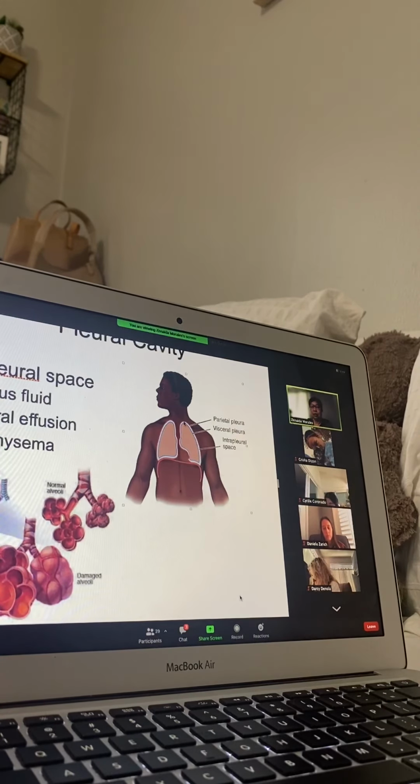So you have here the coverings of the lungs. You have the outermost covering called the parietal pleura, and then the blue one is your visceral pleura. Between the two membranes, you have a space called your intrapleural space or pleural cavity. In that pleural cavity, it contains a serous fluid, around 25 milliliters of fluid.